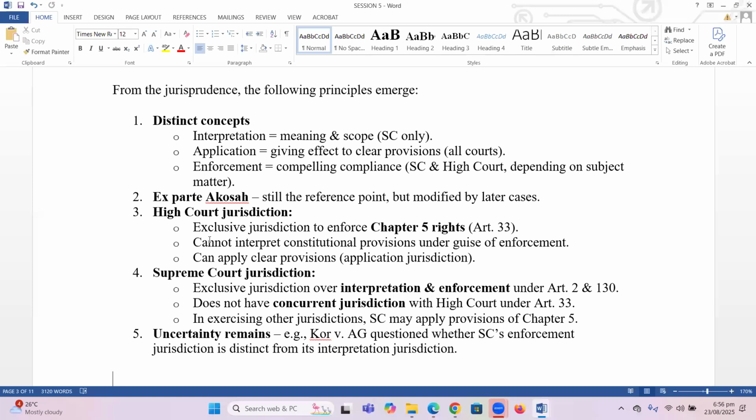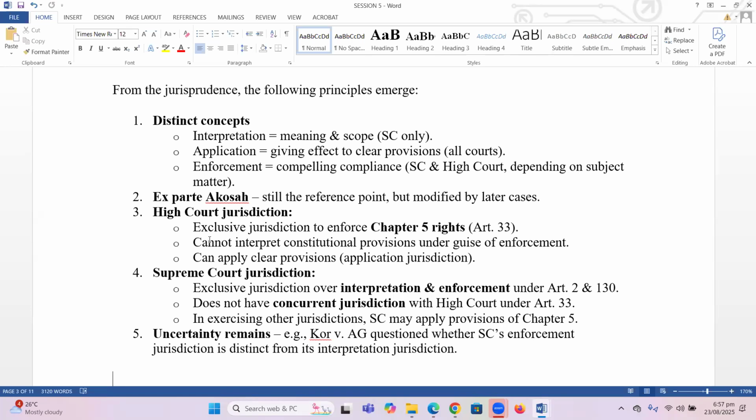Where there's a matter, there's a relevant constitutional provision, nobody is saying that it means this, it does not mean that, or we don't have competing meaning being attributed to that provision, then it's not necessary for you to go to Supreme Court. The particular court before which the matter has arisen can actually apply it, give effect to the clear provisions. That's application. Then enforcement. That's the compelling compliance.